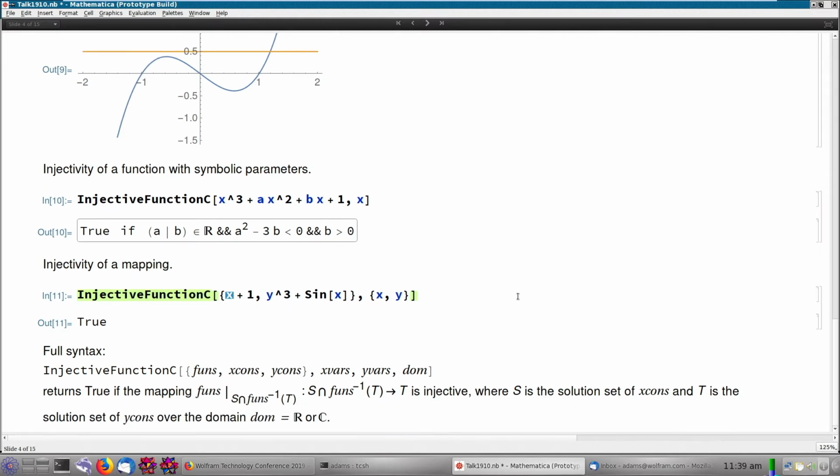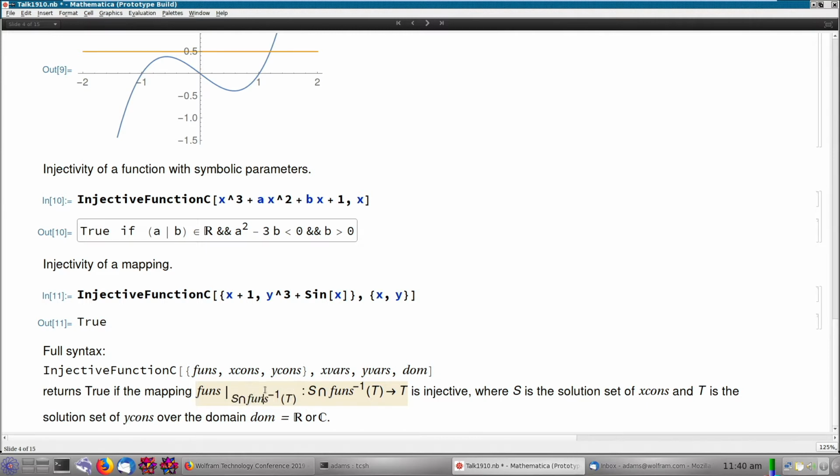And here's a full syntax. So the injective, surjective, and bijective functions will all have the same syntax. So it's the functions, either one function or a list of functions, then conditions on x, conditions on y, x variables, y variables. So the variables in the domain, variables in the codomain. And then there is the domain in the sense of reals or complexes. There are just two values for the domain, whether it's a real function or complex function. And the actual mapping that needs to be injective is the function restricted to this set.